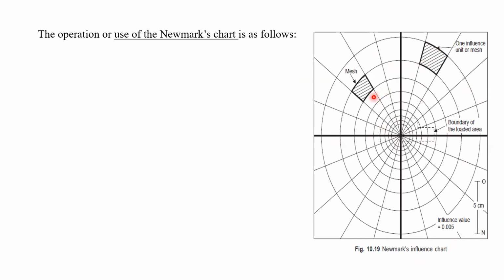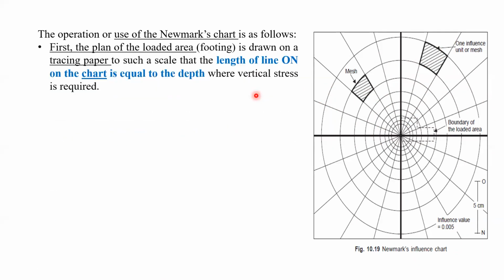This is the Newmark influence chart which has been drawn. To find the vertical stress for an irregular shape, we have to use this chart and then calculate. So what is the procedure? Let us see. First, the plan of the loaded area. Whatever the irregular shape of the loaded area, the building plan has been shown here. The footing plan of the structure is shown here by the dotted line, right?